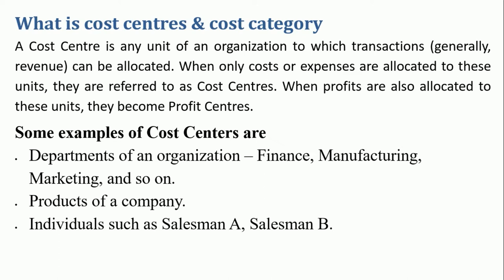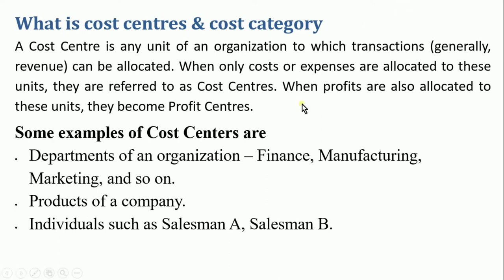Maybe you have seen the previous videos, and today we will continue with other concepts, that is cost center and cost category. A cost center is any unit of an organization to which transactions, generally revenue transactions, can be allocated. Okay, a cost center is one unit of an organization to which transactions can be allocated.